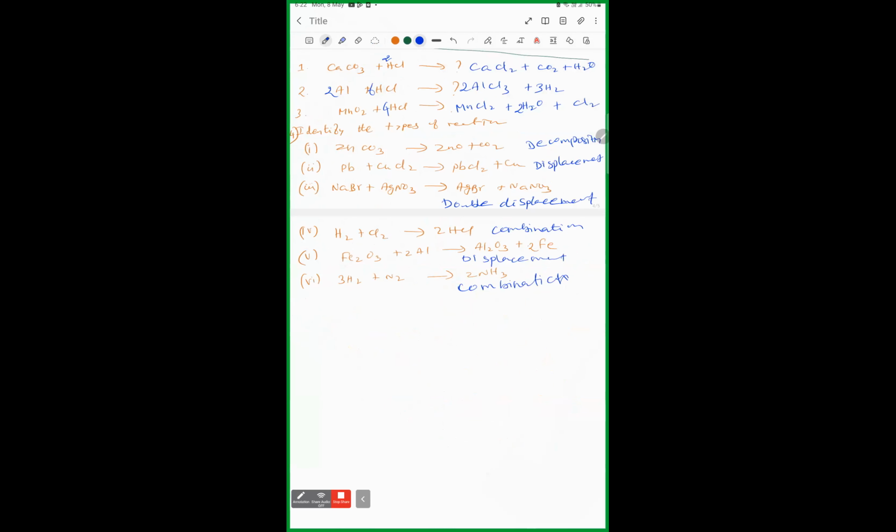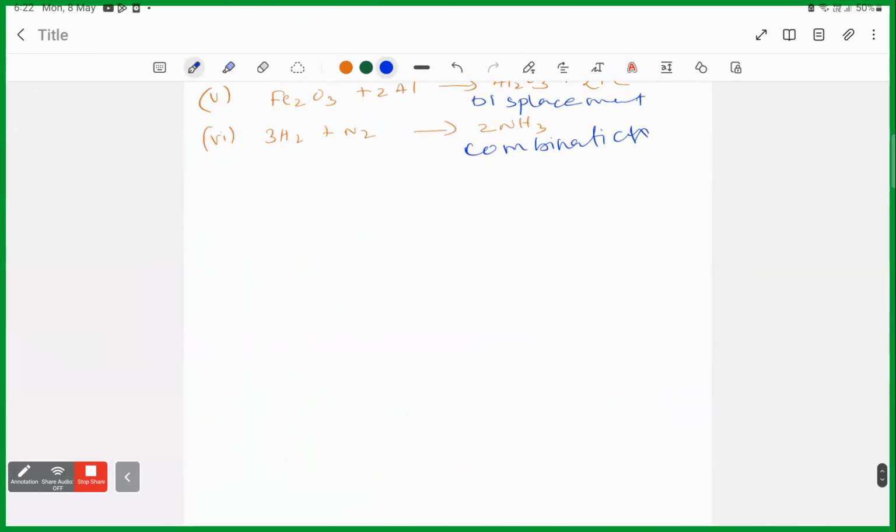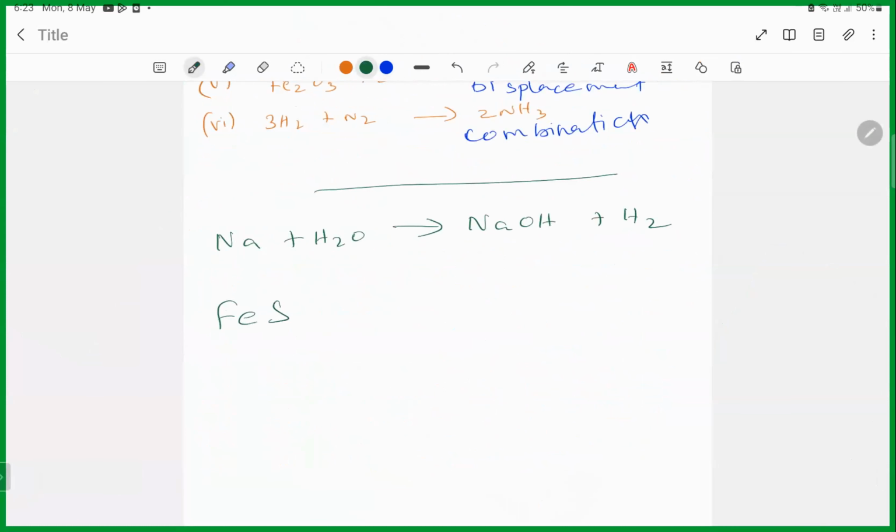I think we have covered all those things. Two more things are there that we will balance. Balance Na plus H2O gives NaOH plus H2. You need to balance this equation. And then ferrous sulfate gives ferrous oxide, sulfur dioxide plus sulfur trioxide. Balance it.